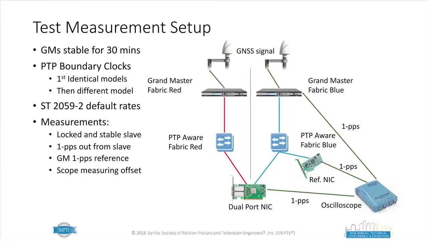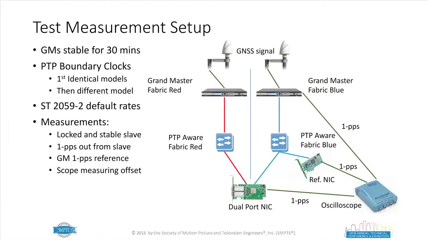we built a measurement setup. We decided to throw a bit of equipment at it, and this is what it looks like. We had two Grandmasters. We had both off the same GNSS signal. In this case, it's GPS locked, so I didn't do GPS versus Galileo or versus GLONASS or any other system. I took GPS in both cases. Two Grandmasters, they're totally independent. They're connected, each one to each fabric, okay? So we're trying to isolate here to explain what happens.